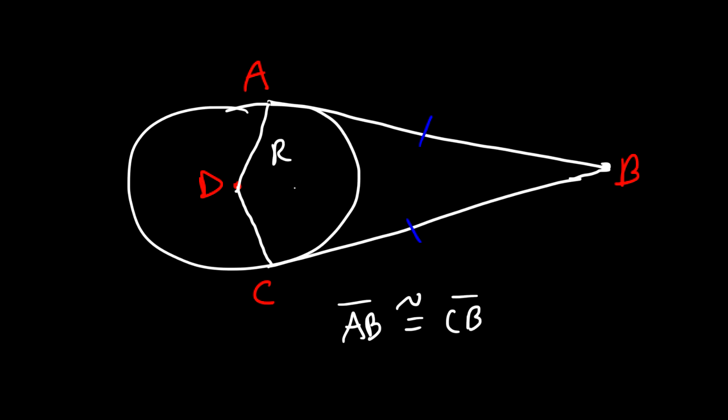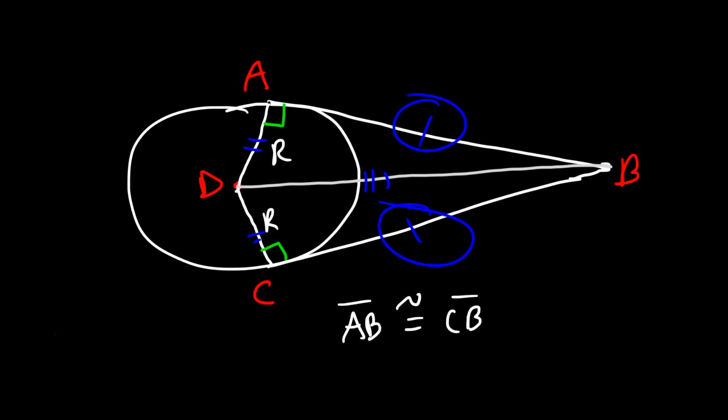Now, AD and DC represent the radius of the circle, so those two are congruent. Therefore, the radius will always meet the tangent segment or tangent line at right angles. In this case, we're dealing with tangent segments. Now, you can prove that AB and CB are congruent using the hypotenuse-leg theorem. Notice that they share a common side, DB. So, using the HL theorem, you can prove that AB and BC are congruent. You also need to use CPCTC.